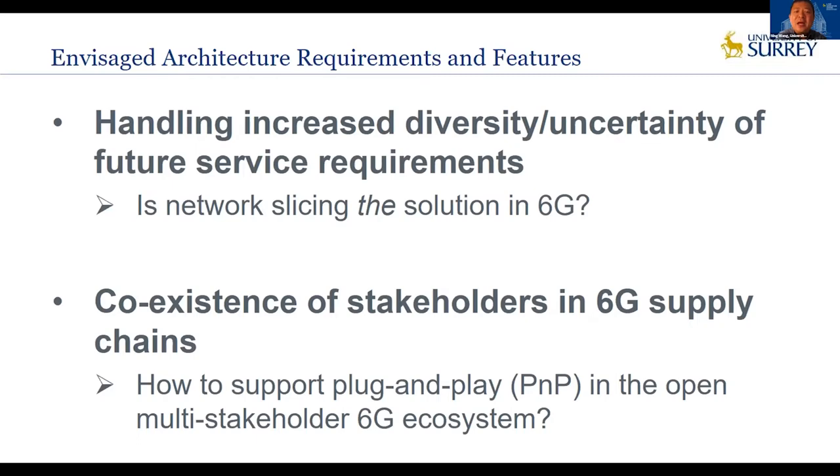And in that aspect, we may ask ourselves whether the 5G-oriented network slicing could be the best solution to handle the future diversity of applications in the 6G era. Also, we look at the coexistence of stakeholders in the 6G supply chain. In 5G, we have already envisaged some integration, in particular the integration of satellite communication with the terrestrial 5G network, which has been mentioned previously. But if we expand this landscape, we may also see additional stakeholders who can contribute their resources to form a more diverse 6G ecosystem.